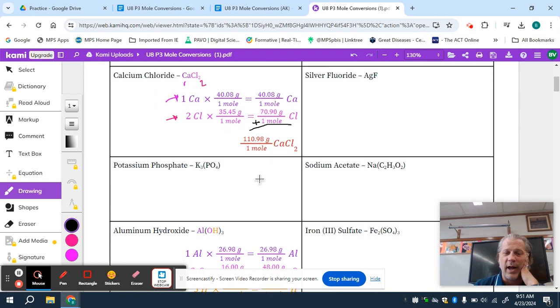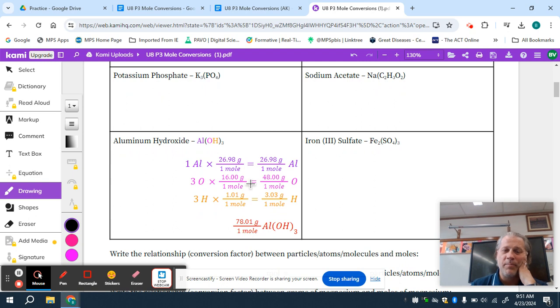The other one that I wanted to highlight is aluminum hydroxide. Again, aluminum right here, there's only one of them, which is why there's one here. Oxygen is inside the parentheses, and there's a 3 outside the parentheses. So that 3 distributes itself to the oxygen. So it's 3 times 1 oxygen to give me my 3 oxygens here. My hydrogen is inside the parentheses, but the 3 is outside, so it distributes and multiplies itself by the 1 hydrogen there. So 3 times 1 is 3 hydrogens.